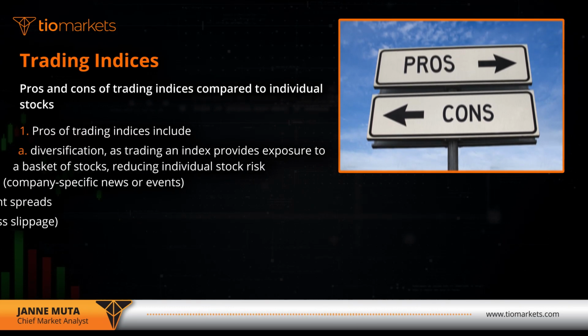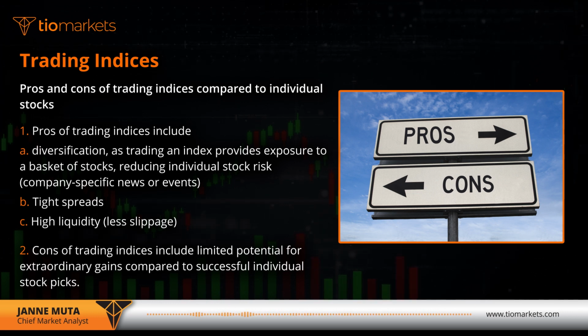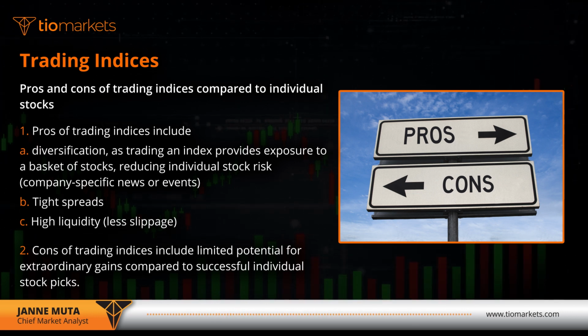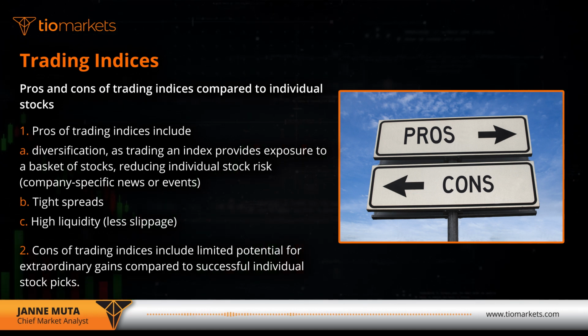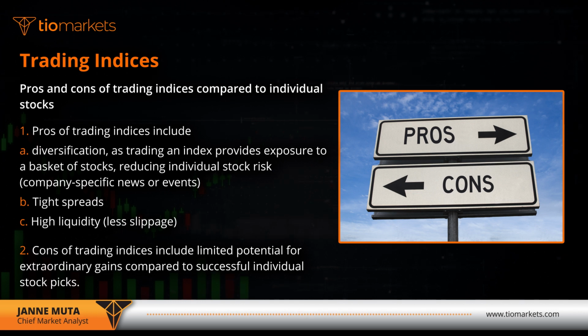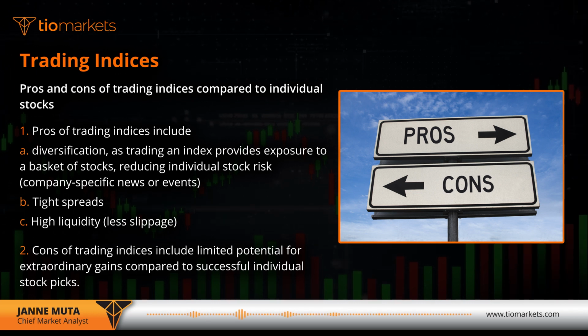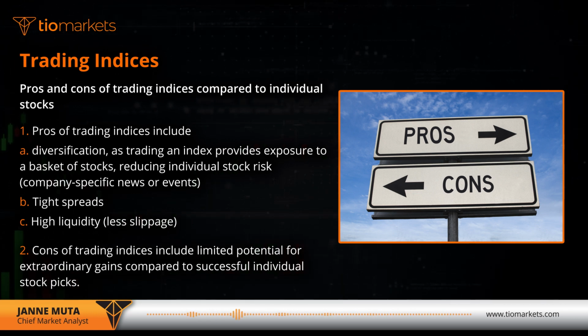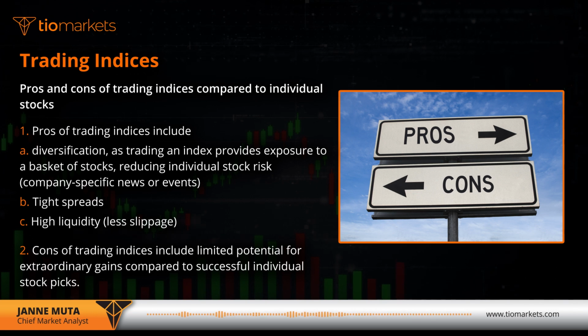Let's talk about pros and cons of trading indices compared to individual stocks. So the benefits of trading indices include, first of all, diversification. As trading an index provides exposure to a basket of stocks, you are not exposed to individual stock risk. So company-specific news or events don't usually impact your trading when you're trading indices. The other benefit is that the spreads are really tight.